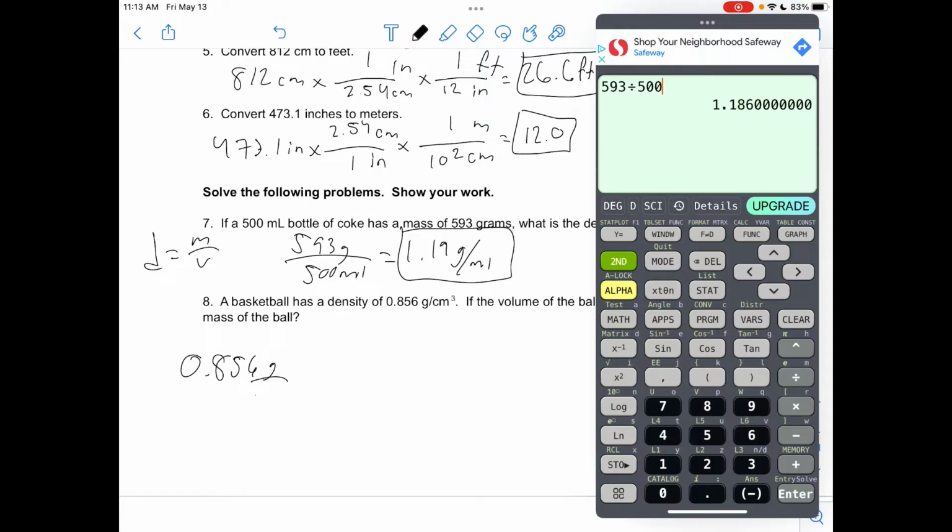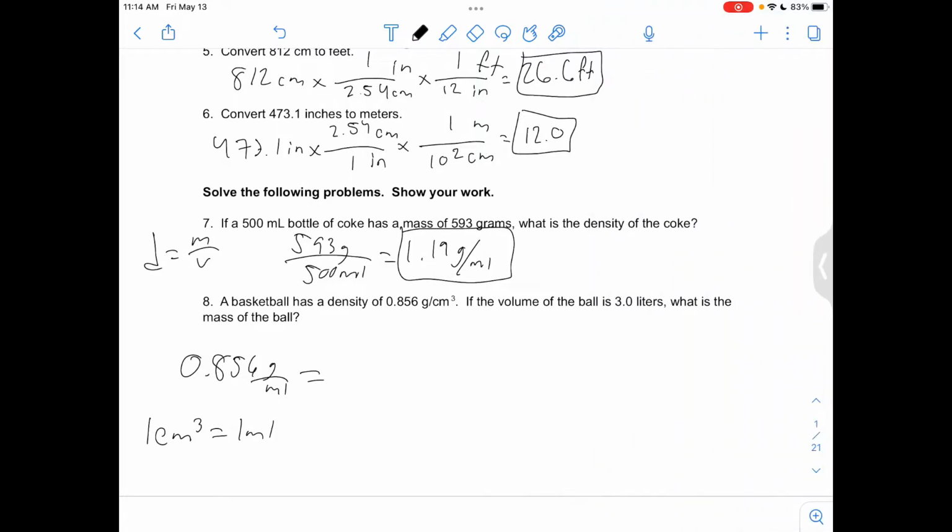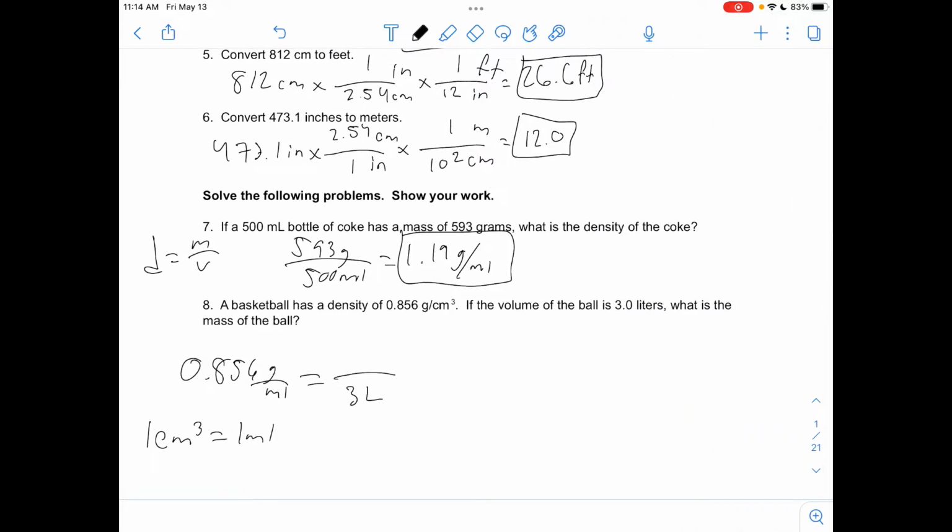Okay. Basketball has a density of 0.856 grams per centimeter cubed. Remember that centimeters cubed is the same thing as 1 milliliter. So I'm just going to change that already. Okay, so we put that in for D. Volume is 3 liters. And what is the mass? We're looking for grams. Now remember, we can't use this because the units are different. Liters and milliliters are different.